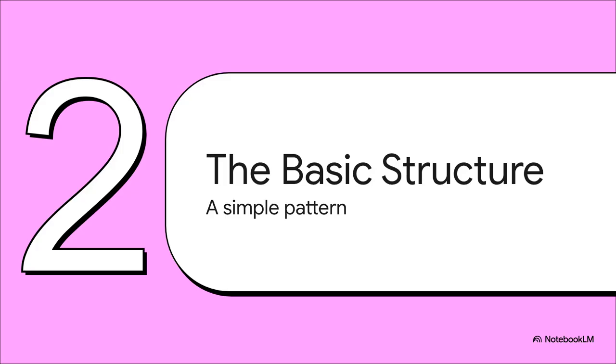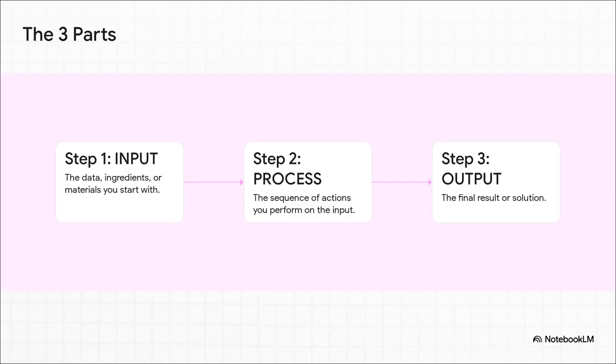And here's the really cool part. It doesn't matter if you're talking about a simple recipe or the complex code that guides a self-driving car. Every single algorithm shares the same basic 3-part structure. It all boils down to this. You start with an input. That's your ingredients, your data, the stuff you're working with. Then you apply a process. That's your set of instructions, the steps you take. And what comes out at the end? That's your output, the result. Input, process, output. That's the backbone.